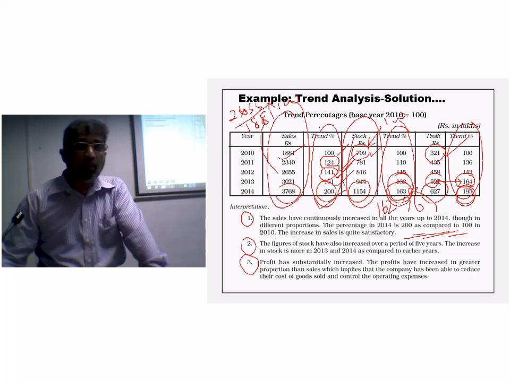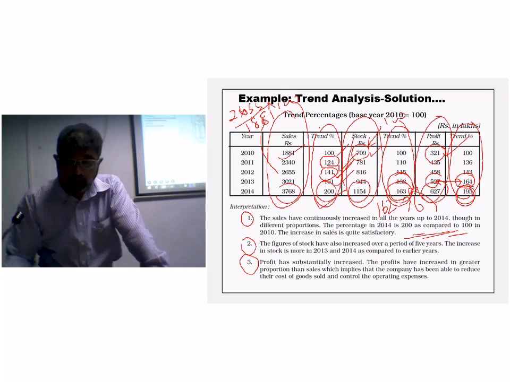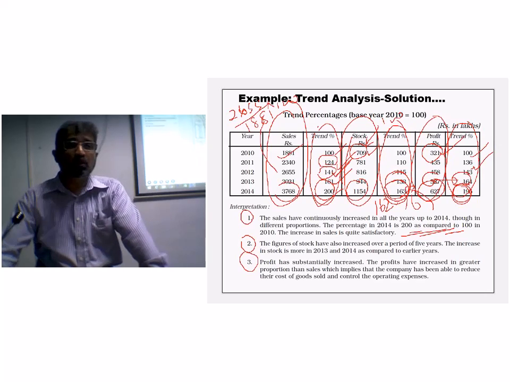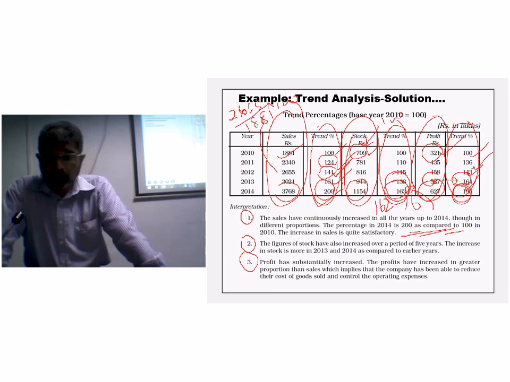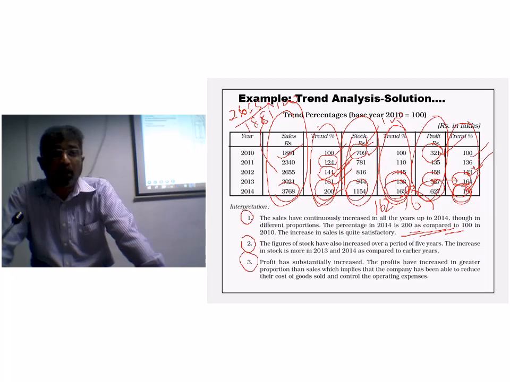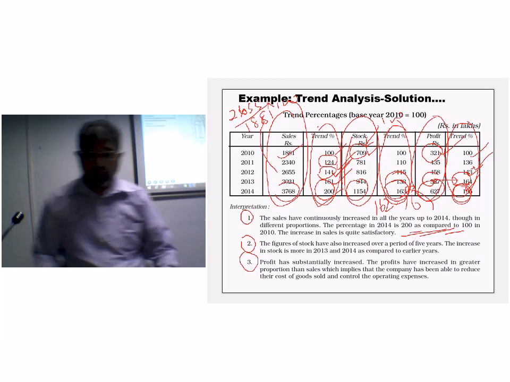Then if we move to the third column, profits. Here you can see 100, 136, 143, and again you can see gradual increment. Profit has substantially increased. The profit has increased in greater proportion than sales, which implies that the company has been able to reduce their cost of goods sold and control the operating expenses.